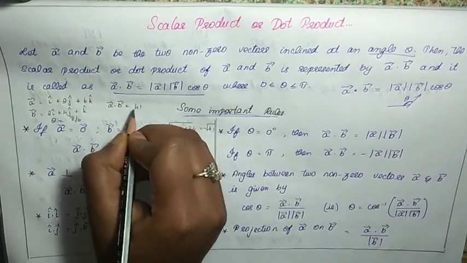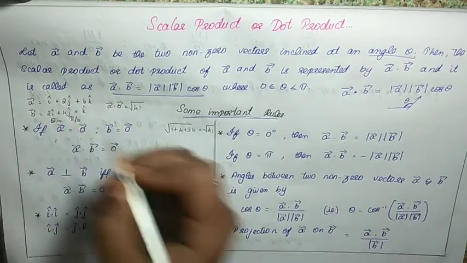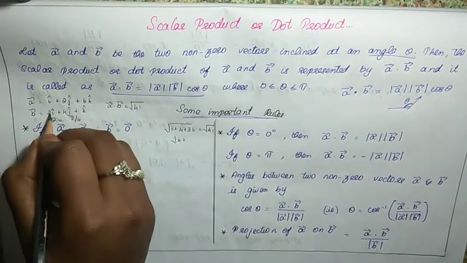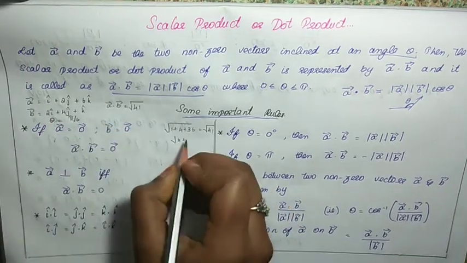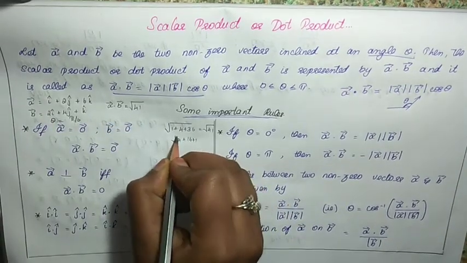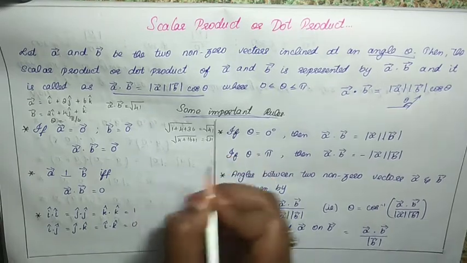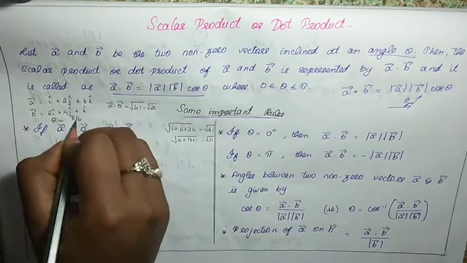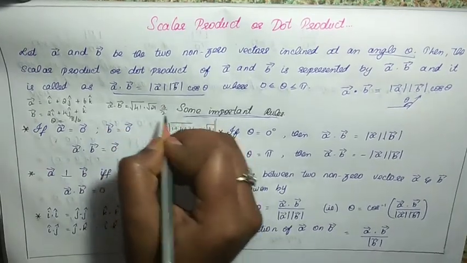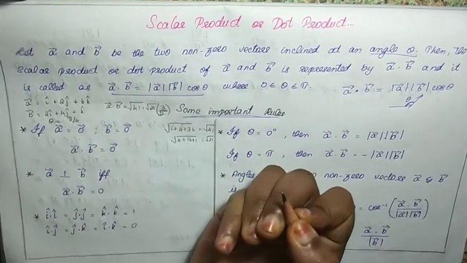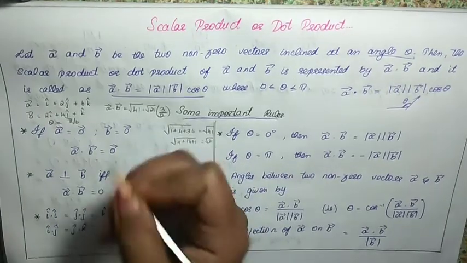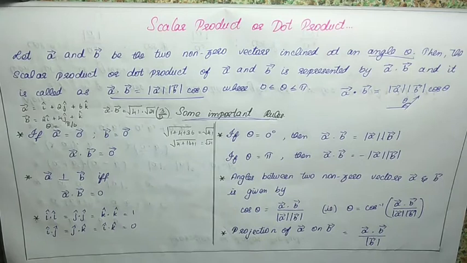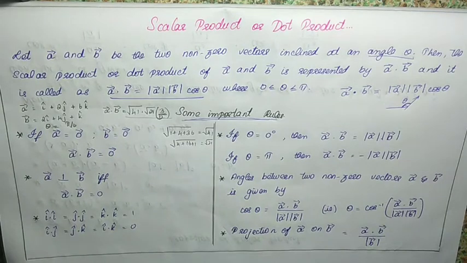So root 41 into the magnitude of b vector, which is the square root of the squares of 2, 4 and 1. So 4 plus 16 plus 1 gives me root 21. So into root 21, and what is cos pi by 6? It is root 3 by 2. So root 3 by 2 will give me the answer for a vector dot b vector. This is what we have to do.